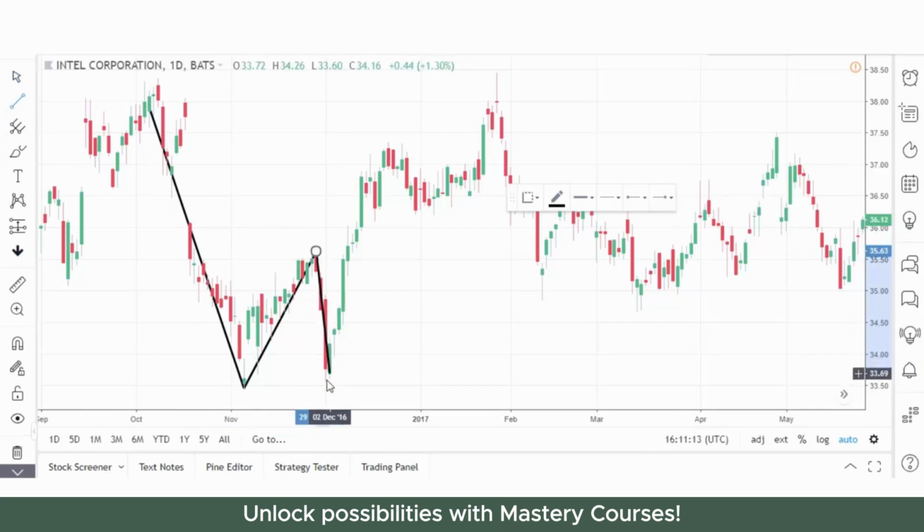The stock then comes back, retests the low for a second time, and then finally moves higher, goes through the pullback high, and continues higher.